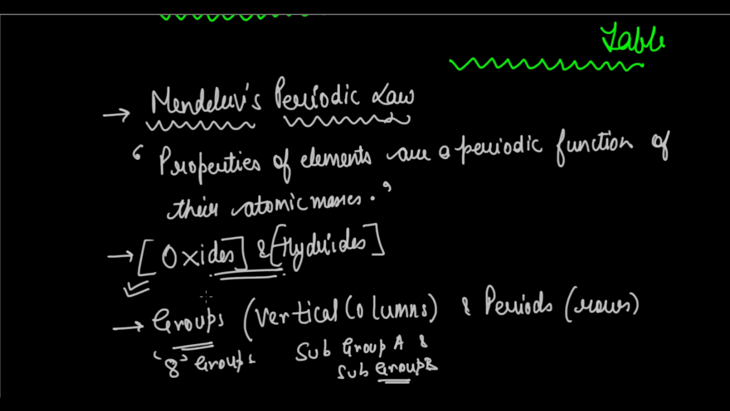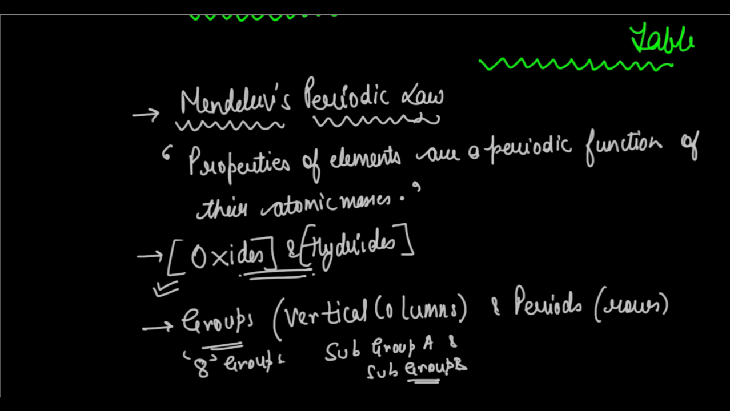He arranged them in increasing order of their atomic masses, and he saw that there was a repetition in properties. Okay, so that is what was the basis of Mendeleev's periodic table, oxides and hydrides, as well as the periodic function of atomic masses. Right, so I hope that's absolutely clear. This was an overview of the basis behind Mendeleev's periodic table.